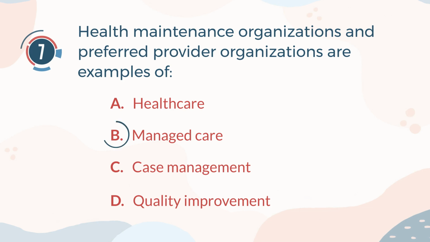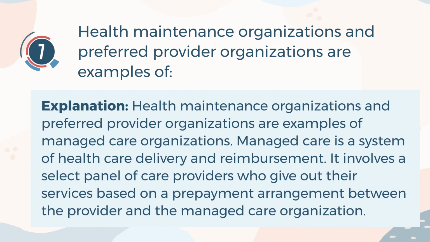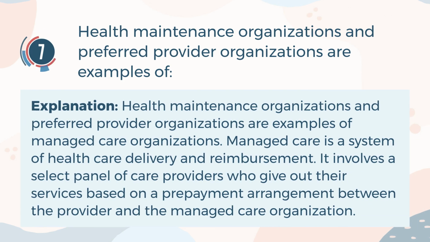The correct answer is B. Managed care. Explanation. Health maintenance organizations and preferred provider organizations are examples of managed care organizations. Managed care is a system of health care delivery and reimbursement. It involves a select panel of care providers who give out their services based on a prepayment arrangement between the provider and the managed care organization.